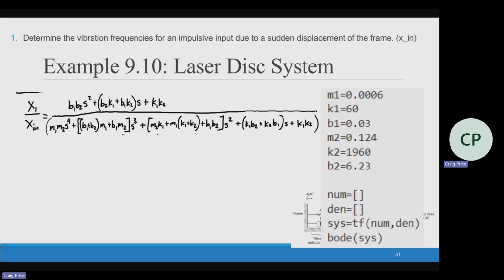I'm not going to go through all of how I did it. Basically, the numerator is like B1S plus K1 times B2S plus K2. That's how we get that numerator. The denominator is when you FOIL it all out, some of the parts actually cancel out, so we do have some subtraction, and we get our transfer function that looks like this.